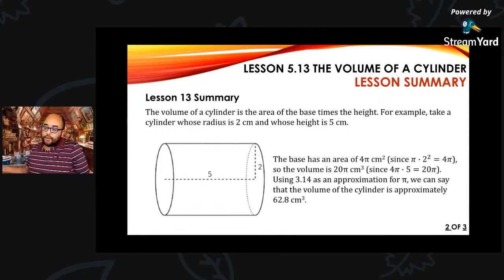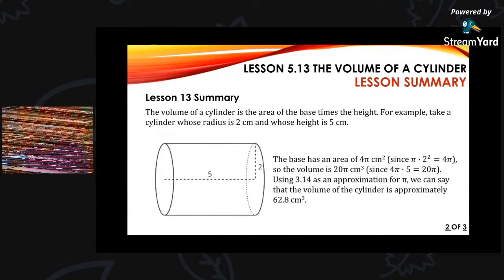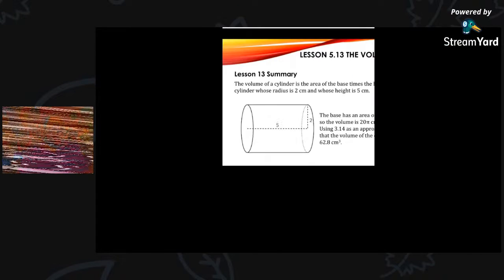You can see here it says the volume of a cylinder is the area of the base times the height. So once again, we're going to take the base of the cylinder right here, the area of that base, which is a circle, and we're going to multiply it by the height. Okay, and when you watch that second video on YouTube, you're going to see what that means a little bit better.